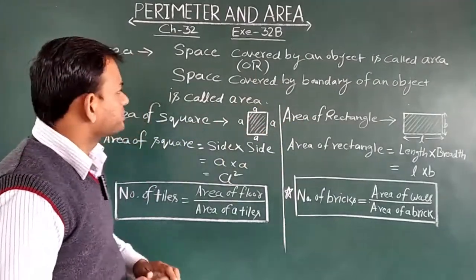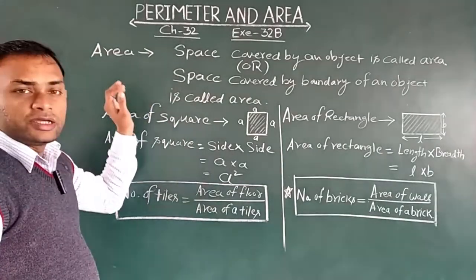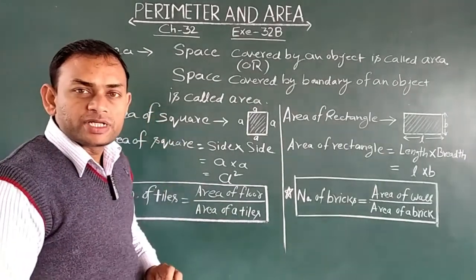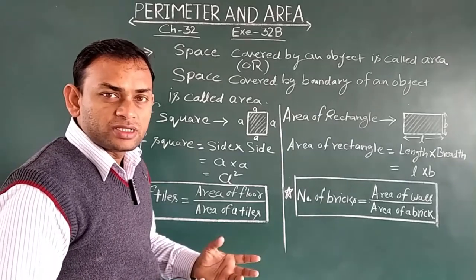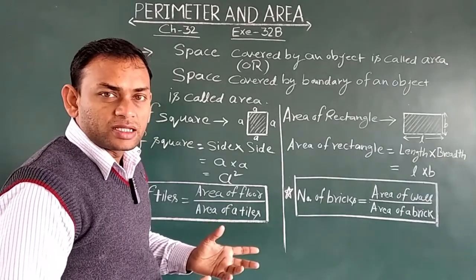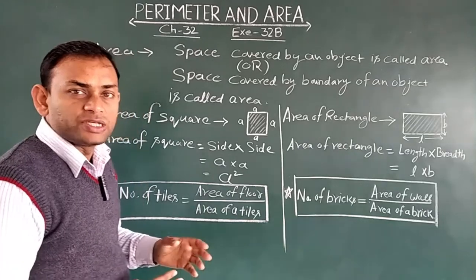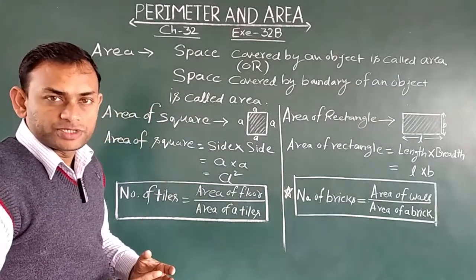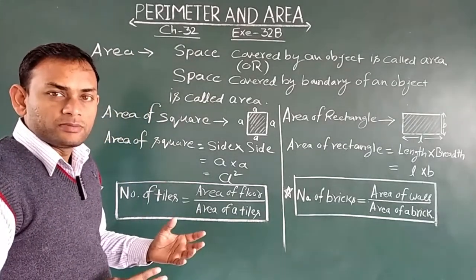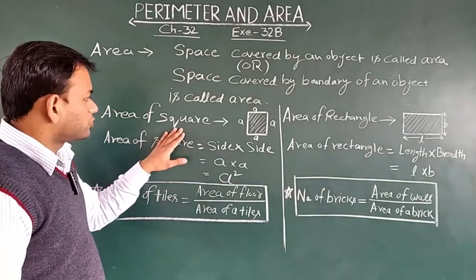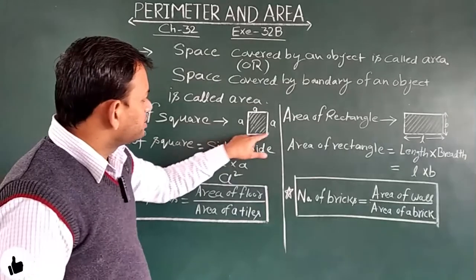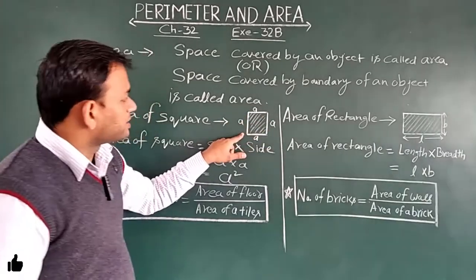So first of all, what is the area? A space covered by an object is called the area. कोई भी ऑब्जेक्ट जितनी जगह घेरती है वो उसका एरिया कहलाती है. In another way we can say the space covered by the boundary of an object is called the area, meaning the interior space. As you can see here, area of a square, here one square is there.